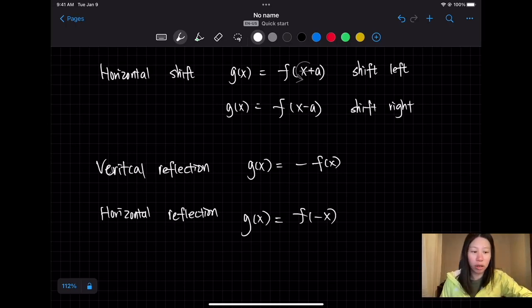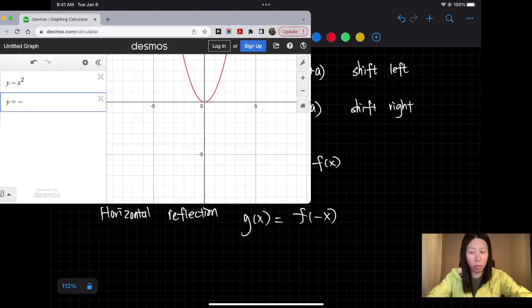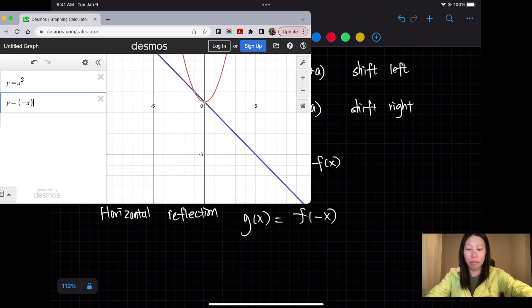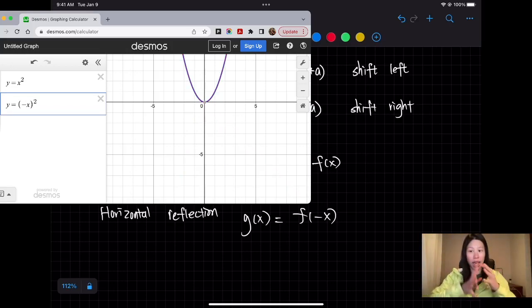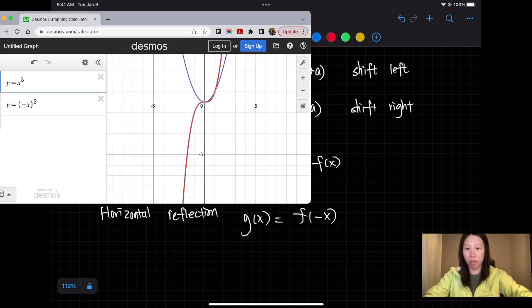So now take a look at this graph. x squared maybe is not the best example because if it's a horizontal reflection, it's going to overlap, okay? So now I'm going to use a different one, maybe x cubed. So now x cubed, the red one, when I reflect the x cubed horizontally, what does it look like?